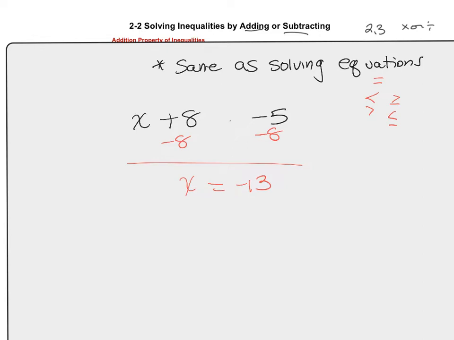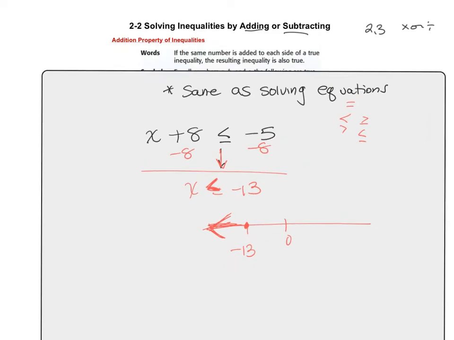If this said less than or equal to, then as you continue solving as normal, you treat the inequality as if it was the equal sign. You just make sure you rewrite that inequality symbol. So in this case, that question, x plus 8 is less than or equal to -5, you minus 8, you get x is less than or equal to -13, which, if this is 0 and this is -13, it's a closed circle shaded to the left. And that would be your solution. So it's the same exact concept as when you solve equations.